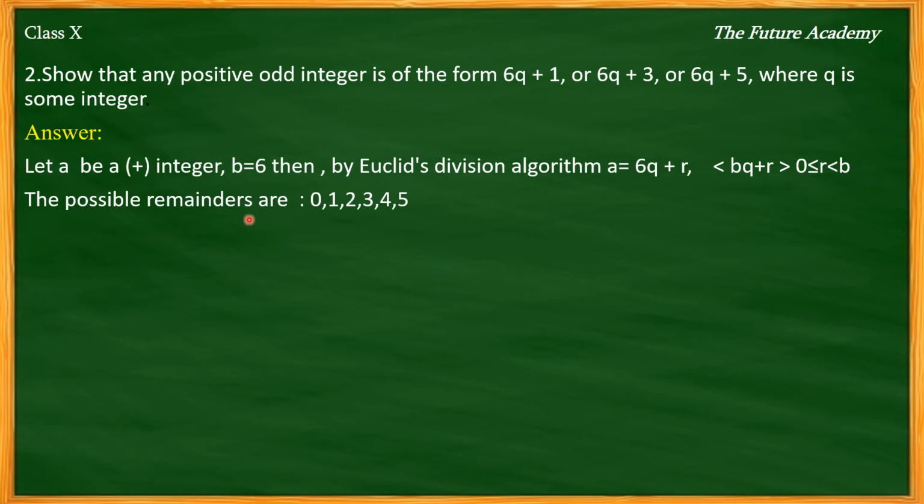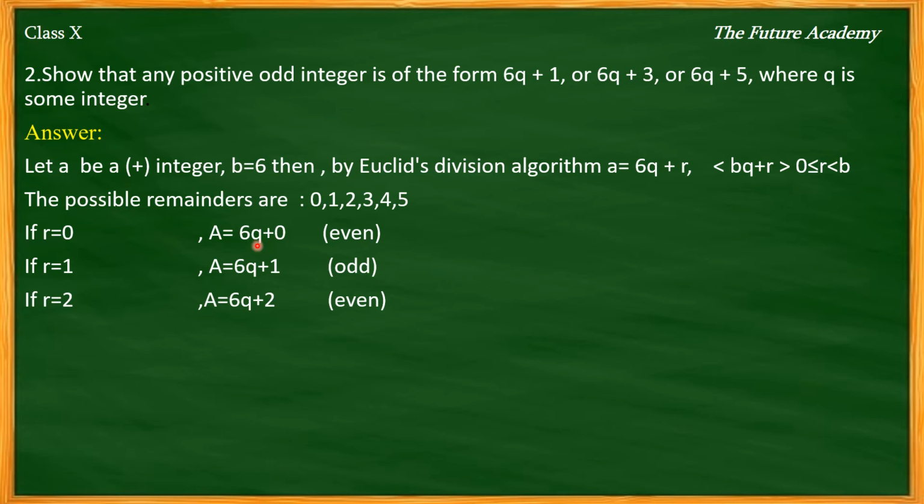So the possible remainders are 0, 1, 2, 3, 4 and 5. In case 1, if r is equal to 0, we get a is equal to 6q plus 0. Let q be any natural number. If any natural number is multiplied with 6, an even number, we get an even number. If r is equal to 1, we get a is equal to 6q plus 1. If an even number is added with 1, we get an odd number.